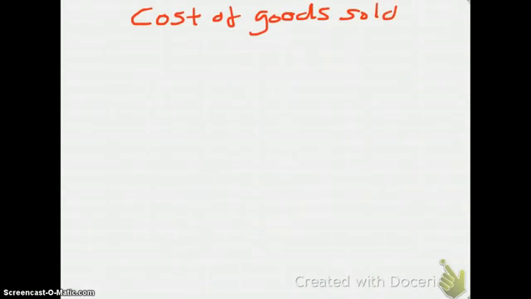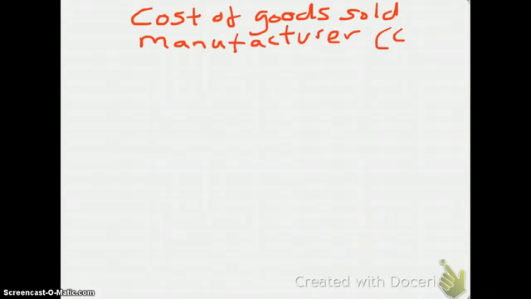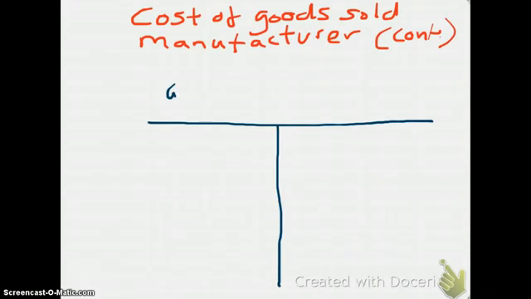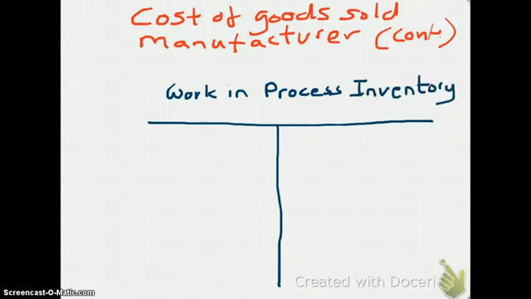Now let's take a look at our work in process inventory account. Work in process inventory T account also has a beginning balance of work in process inventory. What that represents is incomplete goods that were left remaining at the end of the last period. So those are beginning work in process inventory. That's incomplete goods at the beginning of the period.